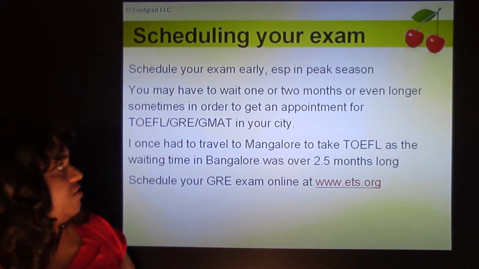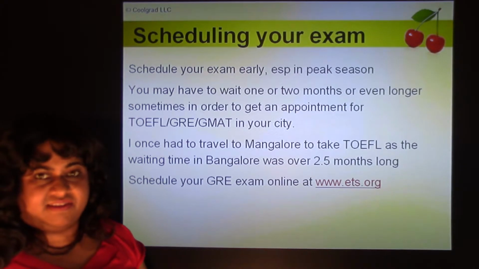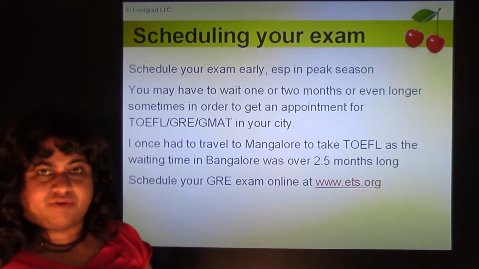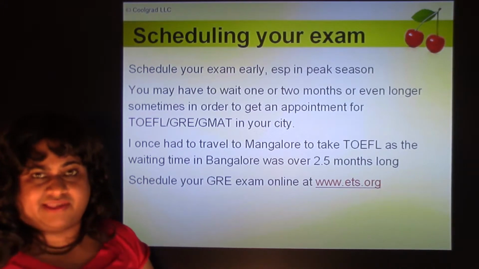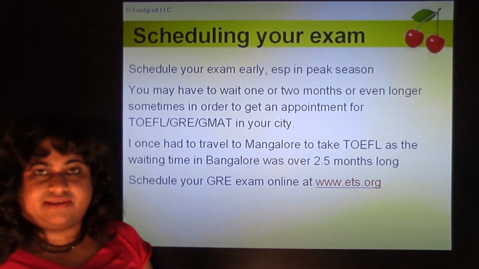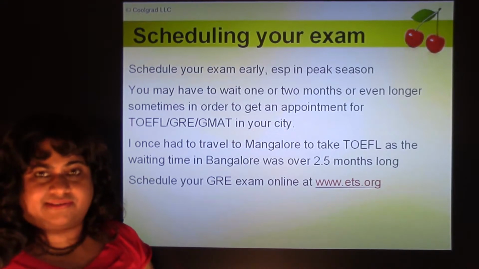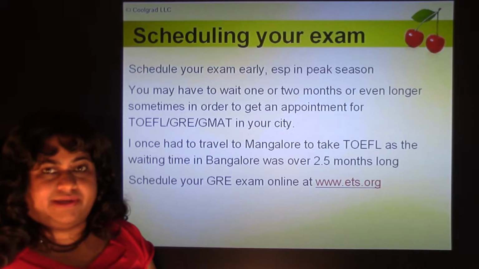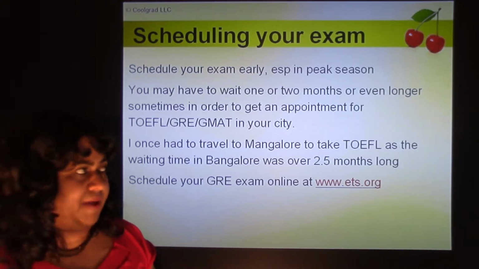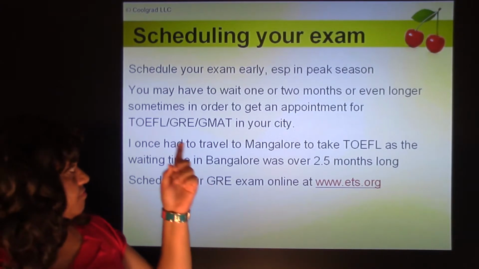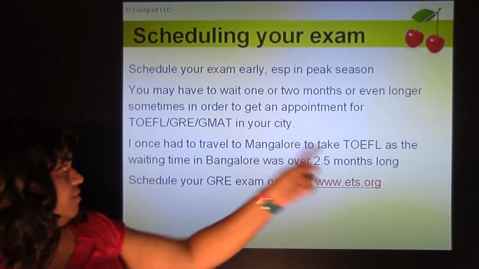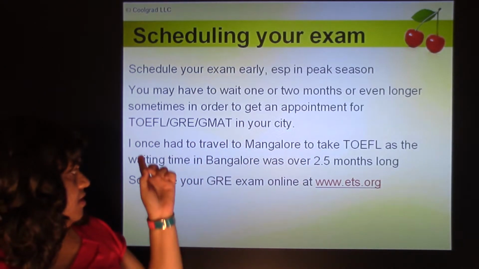Scheduling your exam. Schedule your exam early, especially in the peak season. If you're applying to the fall semester, you have to have your exam scores by November. So before August or September, you have to take the exam. Between June and August, there's a lot of demand for these exams, and also in some other months of the year. So look up the scheduling and see how long you have to wait to get a slot for the GRE or GMAT, and also for TOEFL. You may have to wait more than 1 or 2 months, or even longer sometimes, to get an appointment for GRE, TOEFL, GMAT in your city.